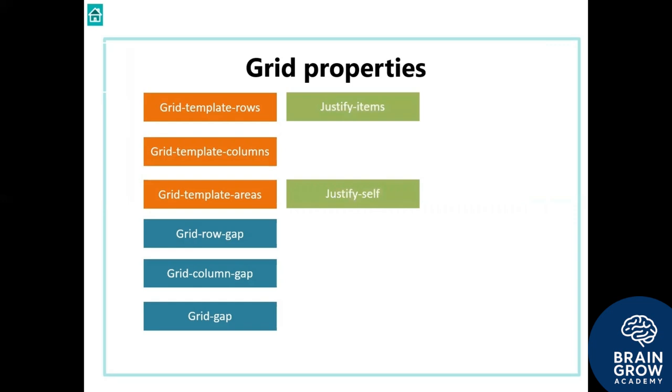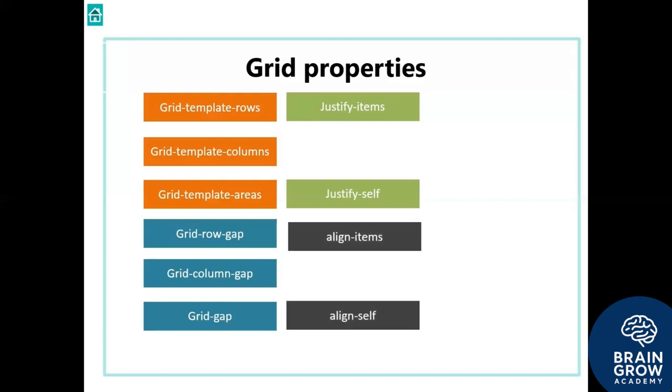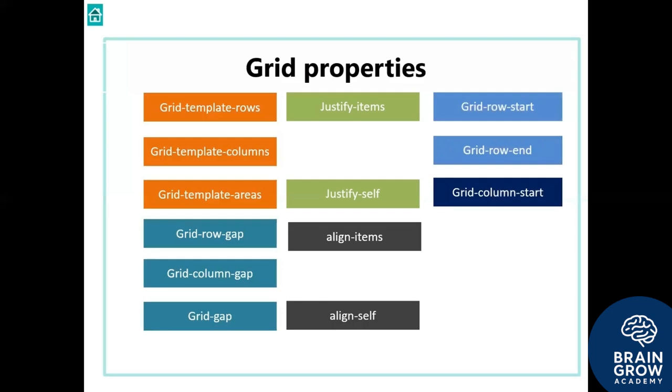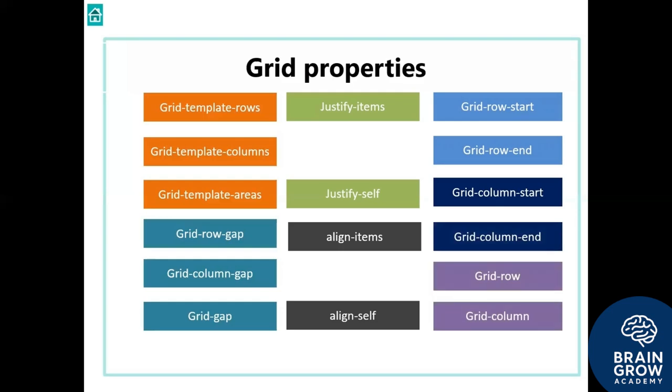Then we have justify items, justify self, which display our content vertically, align items, and align self that display our content horizontally. Then comes grid row start, grid row end, grid column start, grid column end, grid row, and grid column. So these are the grid properties. Let's now try them in VS Code.